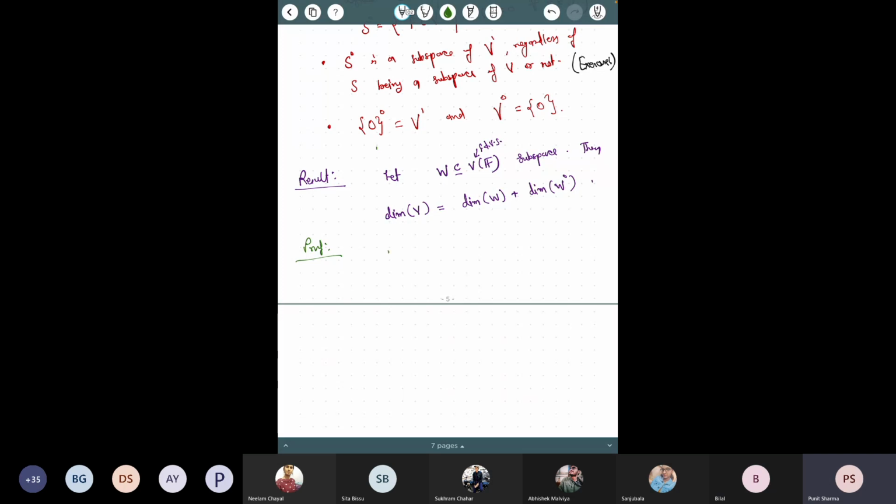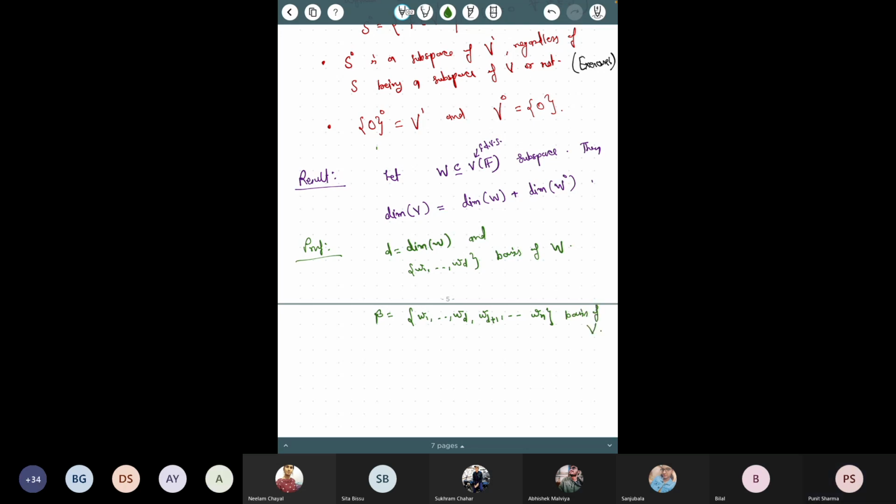So let's say D is the dimension of W, and because V is finite dimensional, W would also be finite dimensional, and let W1 to WD be the basis of W. Okay, then extend the basis. So you are saying that you just add a few more vectors. So let's say I'm adding WD plus 1 to WN, so that it becomes a basis of V.